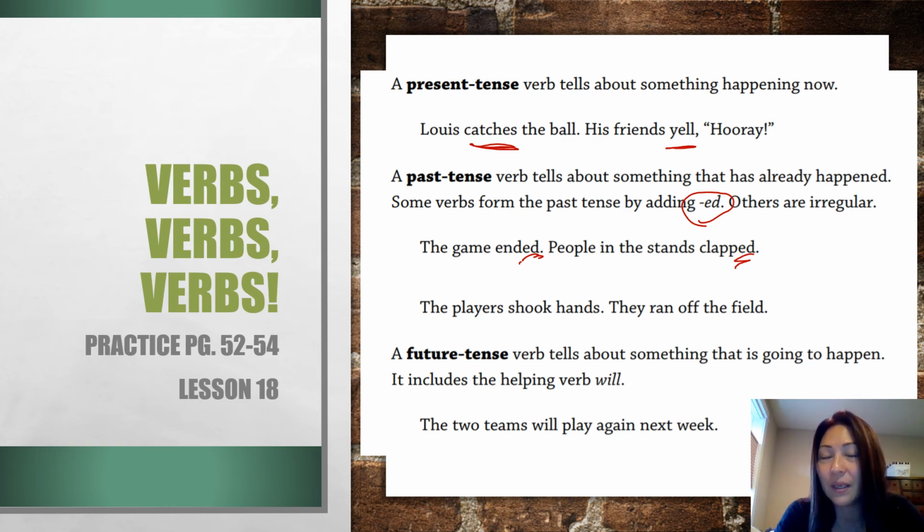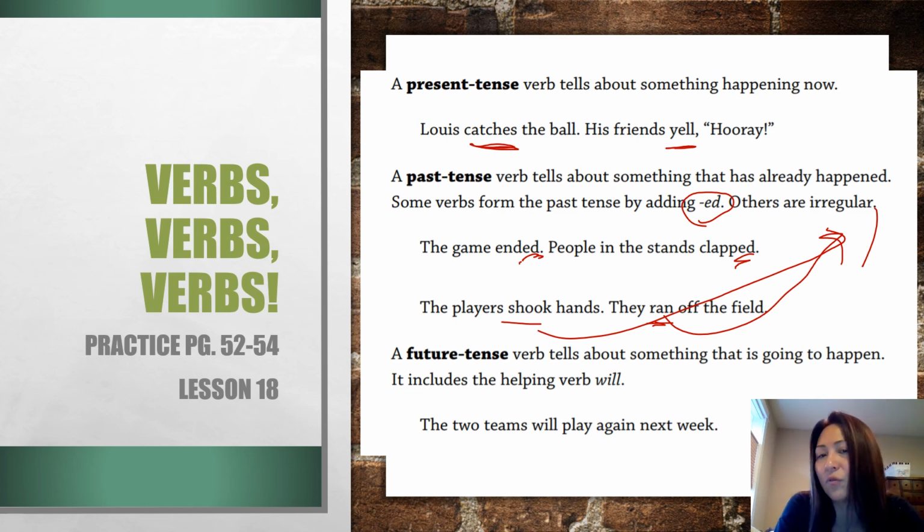So there's the ed. Tito's getting very excited. That's his clapping, I guess. The players shook hands. They already did it. Instead of shake, we don't say we shaked hands. It's shook because it's an irregular verb. Okay, and then they ran off the field. Ran means you already did it. That is also an irregular verb. You don't say I runned yesterday. So those are two irregular verbs.